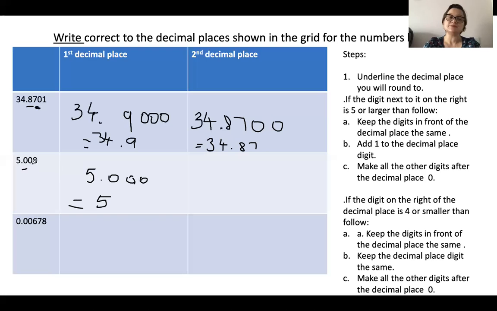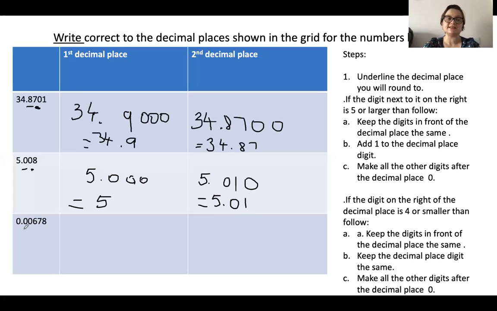Now to the second decimal place, so it's going to be the second 0. Look at the number next to it. It's the 8. That means you add 1 to the second decimal place. So keep all the digits in front of it the same. So 5.0, 0 becomes a 1. What comes after becomes a 0. So you have 5 point, this is the same as 5.01.